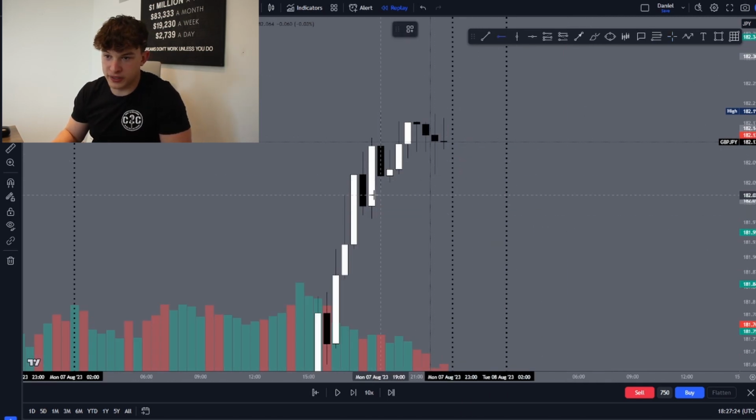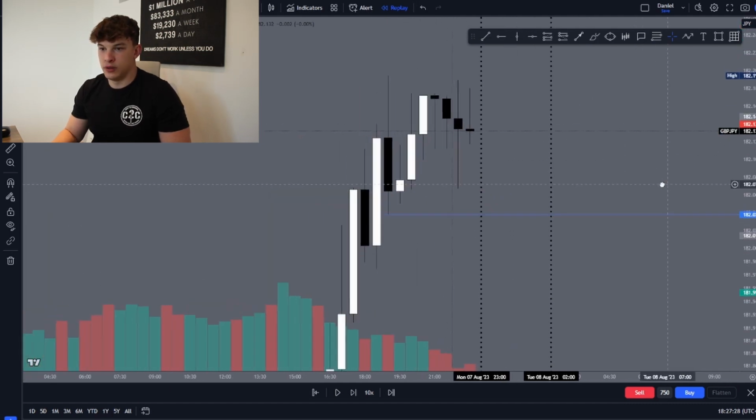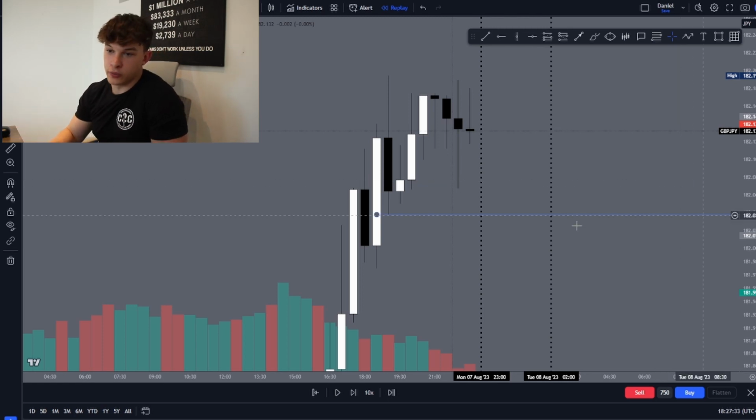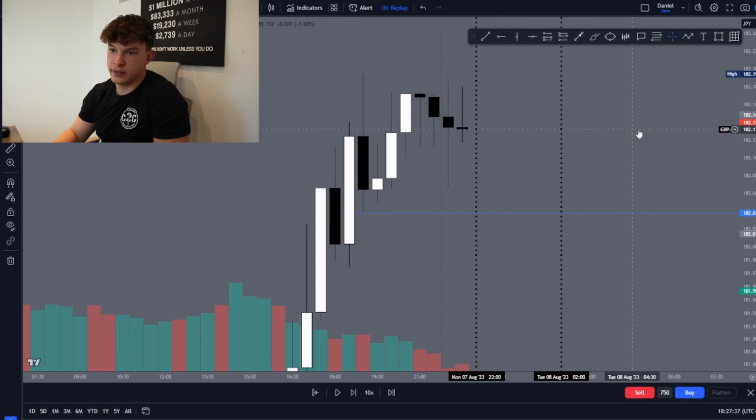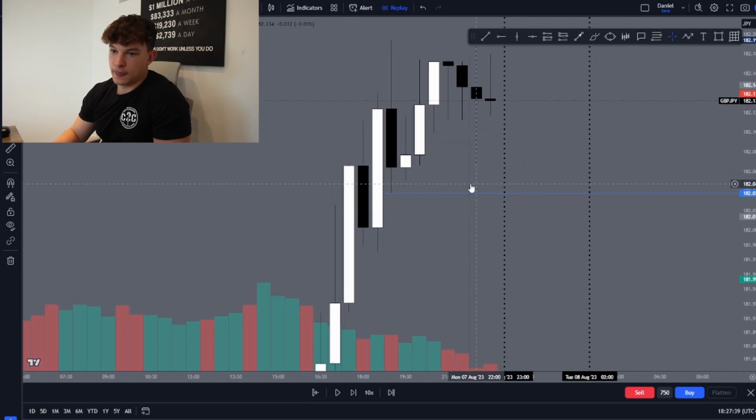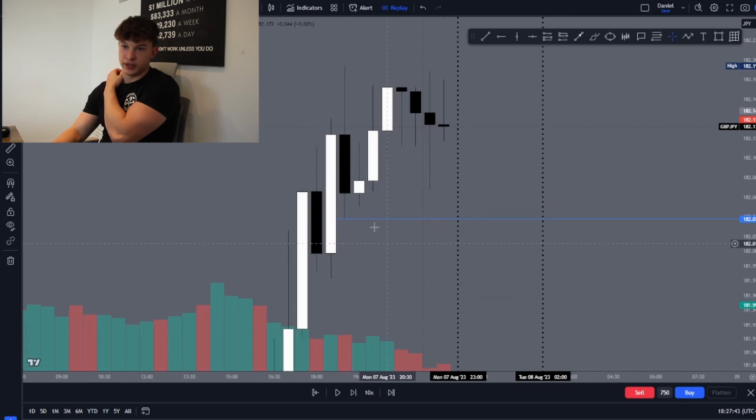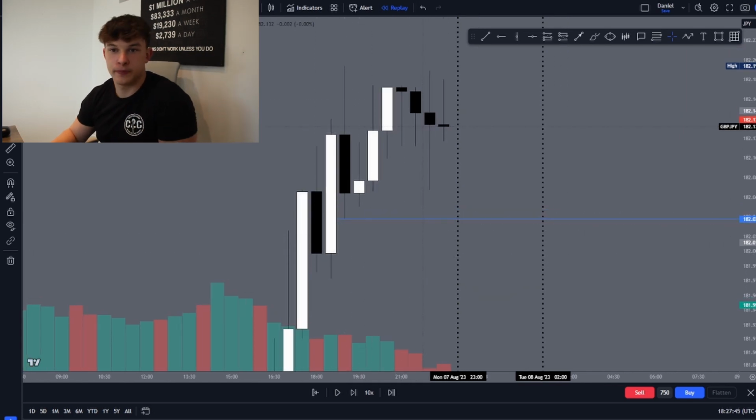And liquidity I had marked out was down here. So essentially I'm waiting for price to drop down, sweep this liquidity, make a reversal and go and search for higher highs. There was also liquidity down here, but this was the main level I was targeting.